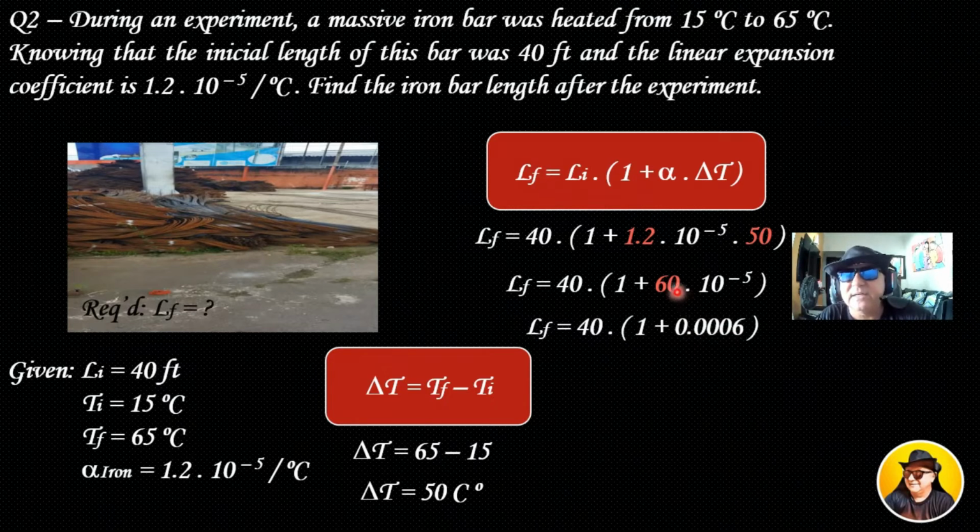0.0006. This 0 here, forget about it. Okay, now we have to add 1 to add up. 1 plus 0.0006. This number 1 is going to be written right here. Okay, let's do it. So the final length is 40 times 1.0006. Now let's do this multiplication and we have the result.